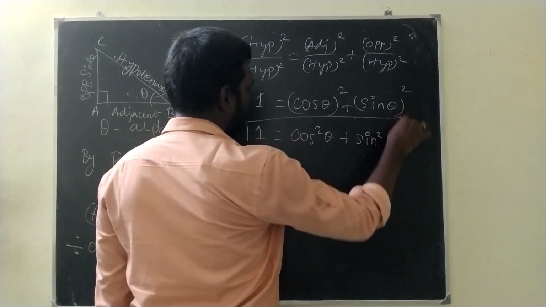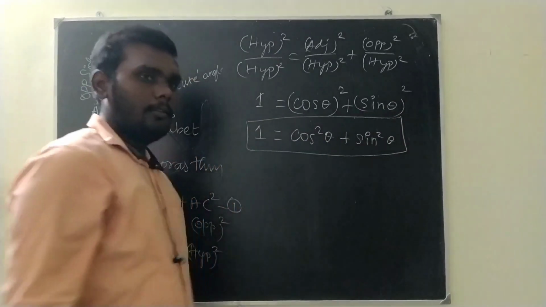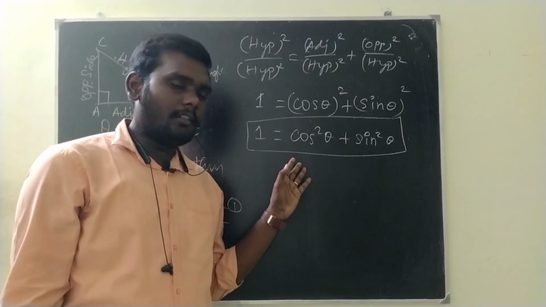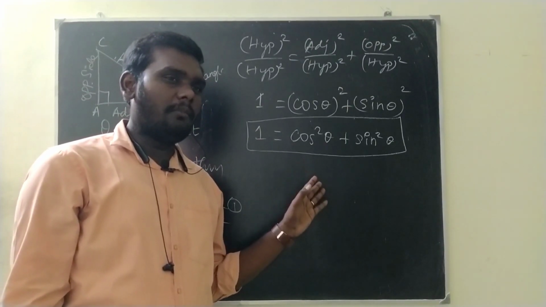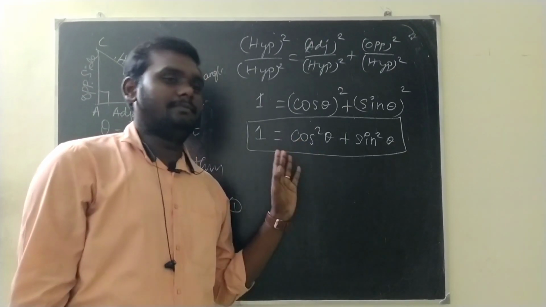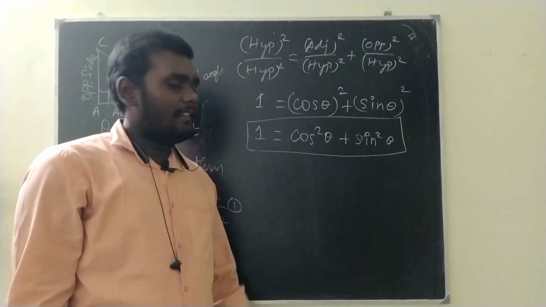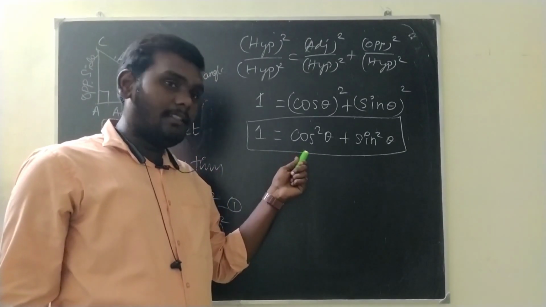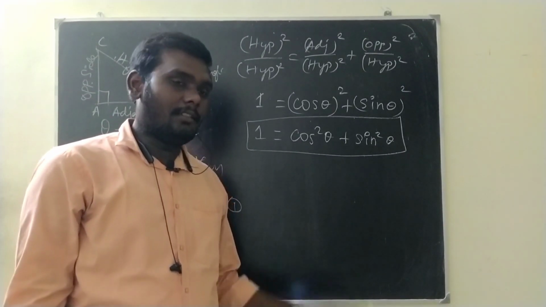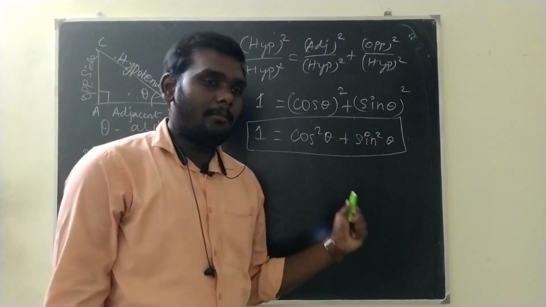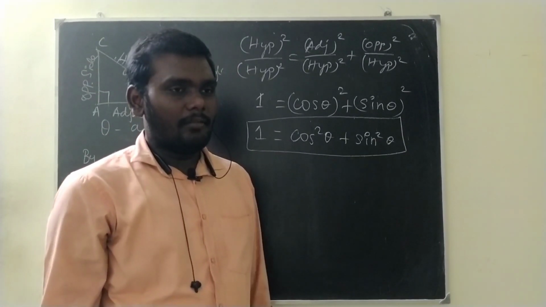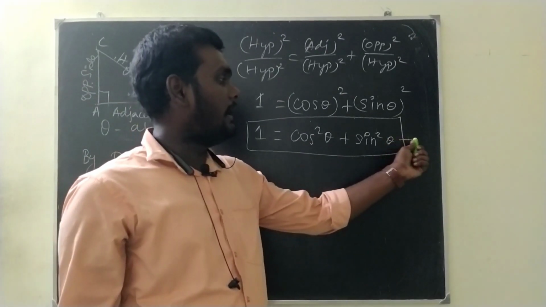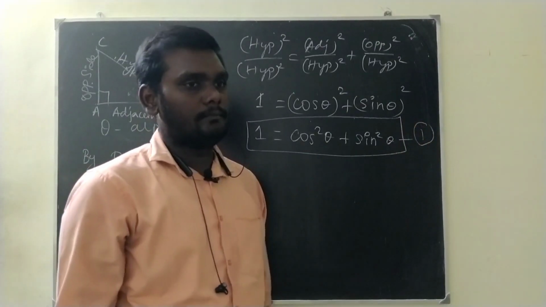I think you know this. What is this? The very first identity, not formula. It is an identity. And as this involves trigonometric ratios, we are calling this as trigonometric identities. This is the identity 1. Okay.